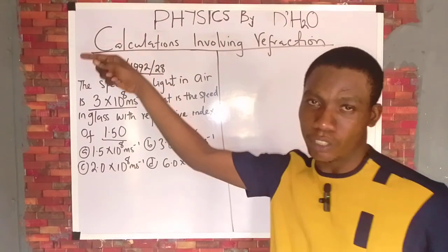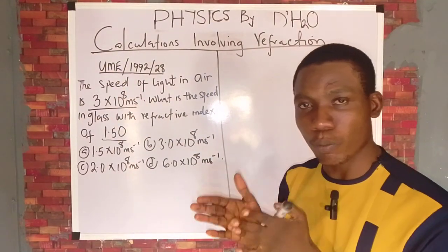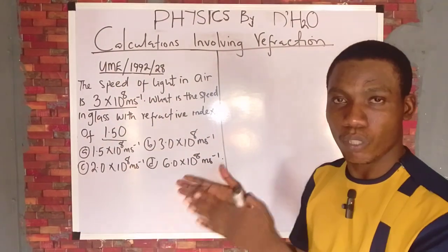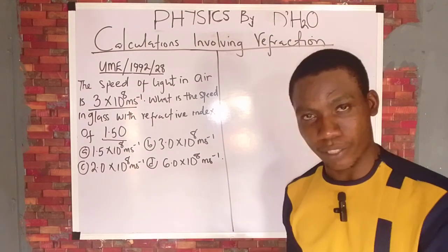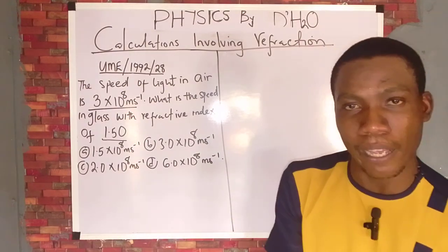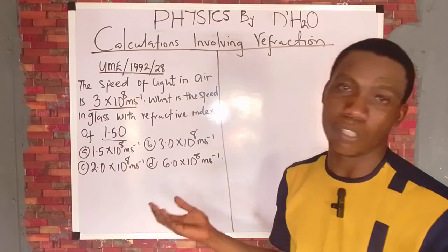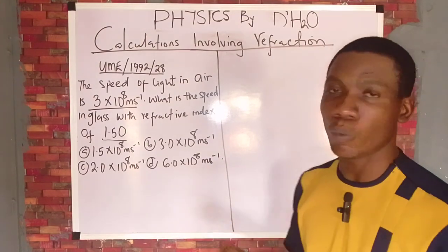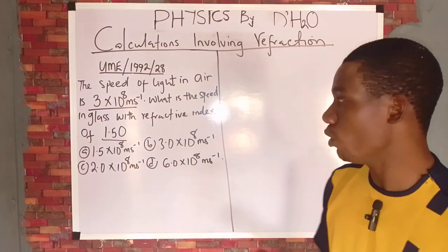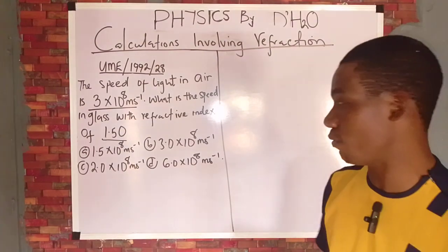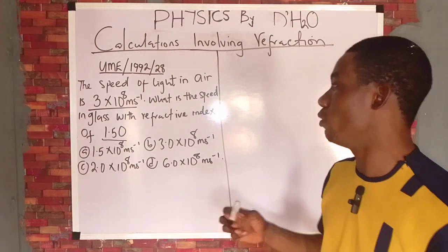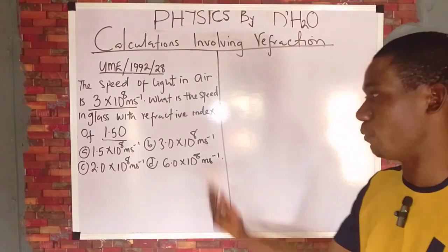Remember in my previous video, I told you that when light moves from air to glass, the speed will change because the density of air and the density of glass is not the same. So in this question, they want to see if you actually understood what you have learned in our previous videos. Okay? Now, remember the formula I gave you. It's a very cheap question.